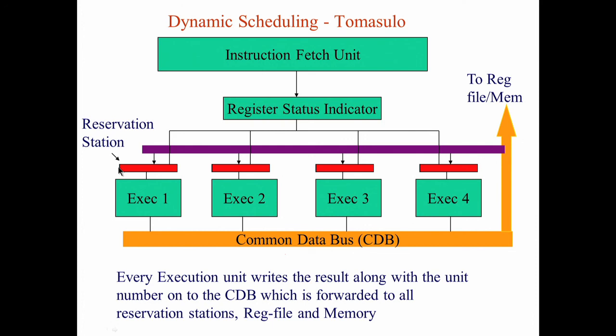To sum up, there is an instruction fetch unit, which fetches multiple instructions and decodes them. Then there is a register status indicator, which tells where the latest value of a register is: is it in the register itself, or is it currently being computed by some execution unit? So when I proceed with my computation, I will know for sure whether the data is already available or I should wait. If I need to wait, I go and wait in the reservation station. Every unit, when it finishes, puts its unit number and the result, and I know from which unit my result is going to come, and I am waiting there.